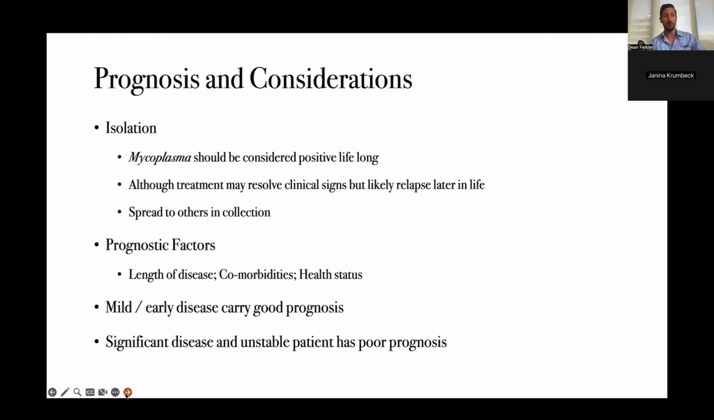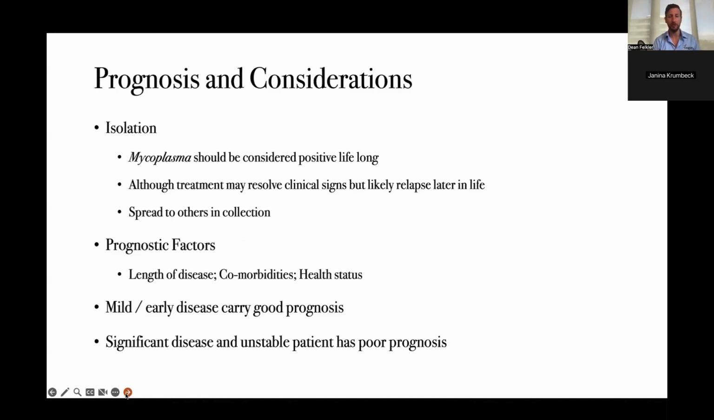So in terms of prognosis and considerations, obviously isolation is a big one. If you're keeping them in your hospital or if they're going home, they don't want to be around other animals because obviously you're going to have spread of bacteria that way. Like I mentioned, mycoplasma should be considered positive lifelong, even though clinical signs have resolved. And don't be surprised if there's a relapse later in life as well.